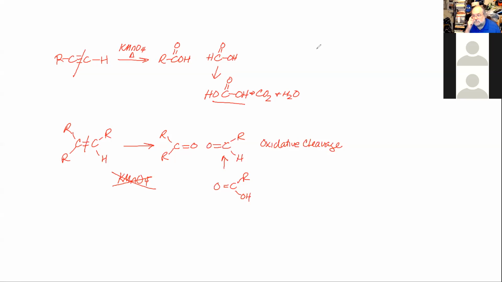If the H on the double bond was another R group, would we be able to use KMnO4 in that case? Yes. Okay. Yes, KMnO4 would work if you wanted to cleave this. If you wanted to cleave that and form two ketones, then you can do that to make two ketones. So that would be okay.